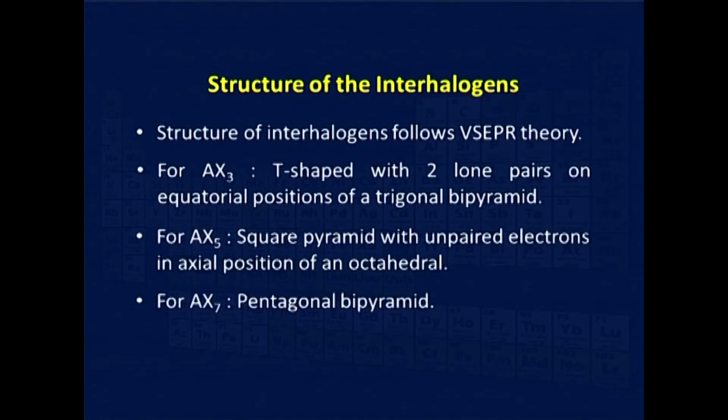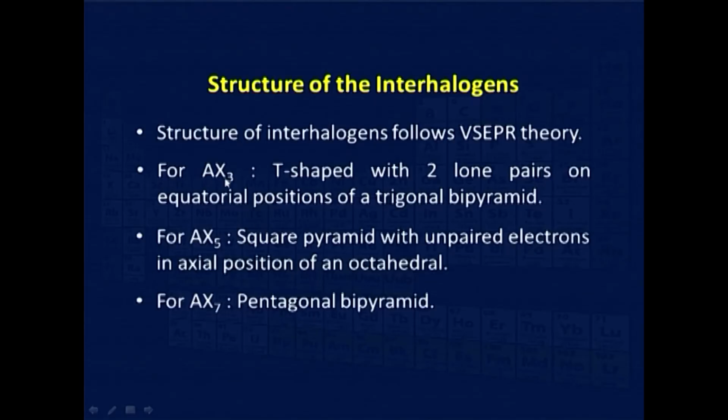Let us see the structure of the interhalogen. The structure of interhalogens follows the valence shell electron pair repulsion theory. The VSEPR theory states that the maximum repulsion exists between lone pairs of electrons and the minimum between bond pairs of electrons. For the AX3 type of interhalogen molecule, it has a T-shaped structure with two lone pairs on the equatorial position of a trigonal bipyramid. The AX5 type of interhalogen has a square pyramid structure with unpaired electrons in the axial position of an octahedron. For the AX7 type of interhalogen, it has pentagonal bipyramidal geometry.